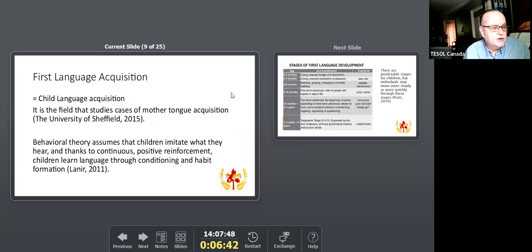Child language acquisition is the field that studies cases of mother tongue acquisition. From the University of Sheffield in 2015, a study was done there. Behavioral theory assumes that children imitate what they hear, and thanks to continuous positive reinforcement, children learn language through conditioning and habit formation. From a study by Lanier in 2011.